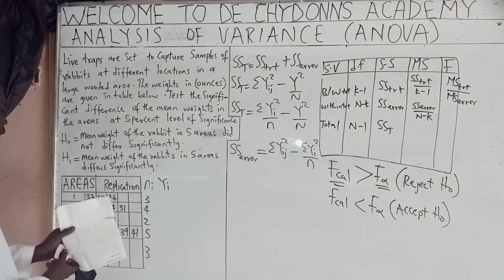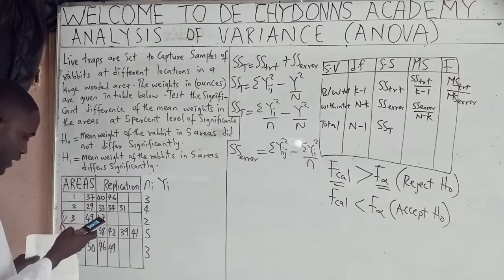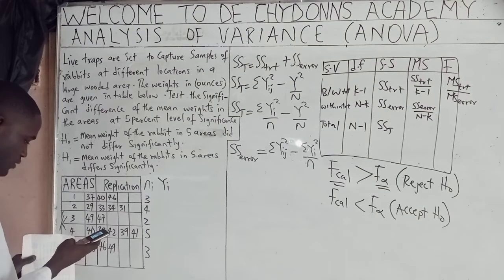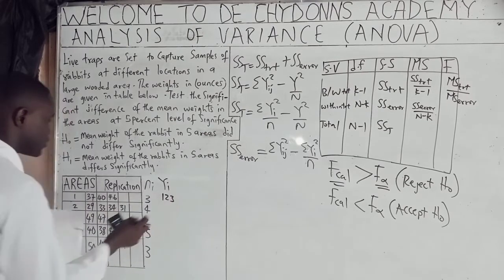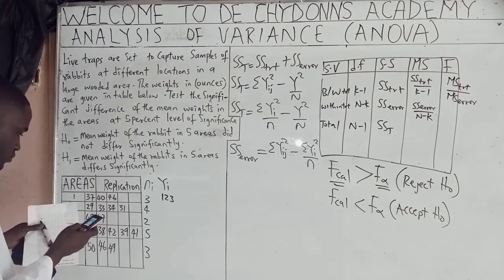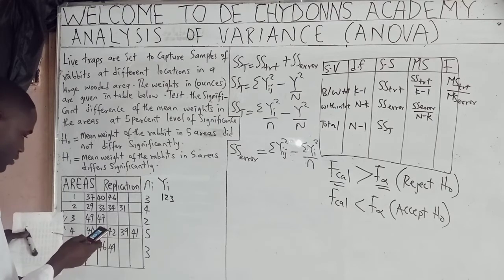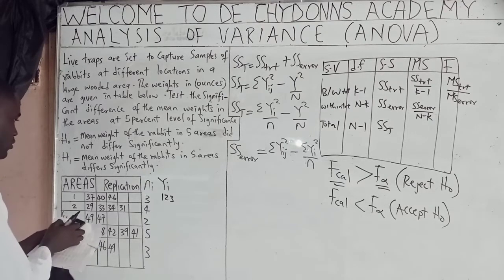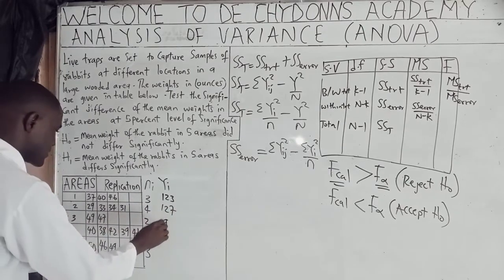Then after that, get your y total, yi total. How do you get your yi total? Use your calculator. 37 plus 40 plus 46, that will be giving us 123. We have 123. Then the next one, we write 29 plus 33 plus 34 plus 31. We'll be having 127. Then the next one will be 96.